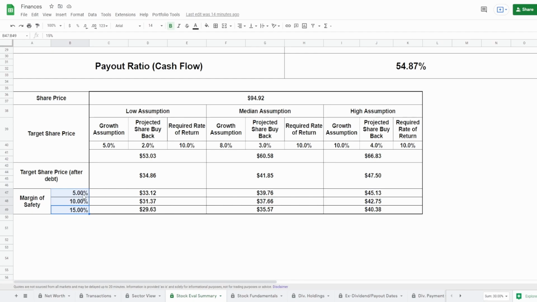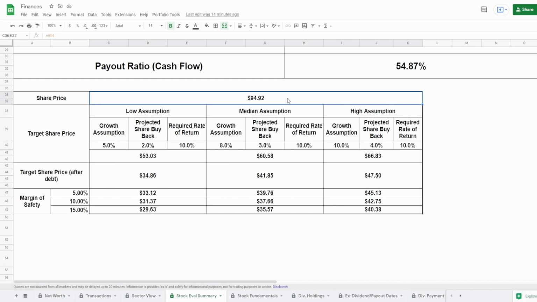Now let's actually add a margin of safety, just in case markets really fall. You want to have a cushion for paying for a company, because the more you pay for something today, the less returns you're going to have in the future. Therefore, with a margin of safety of 5, 10, and 15%, for the low assumption, we would like to buy between $29 all the way up to $33. For the median assumption, we would like to buy between $35 and $39. And for the high assumption, between $40 and $45.